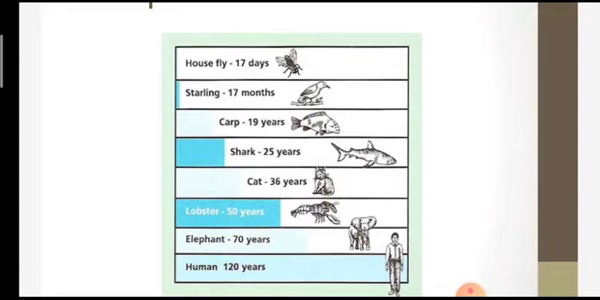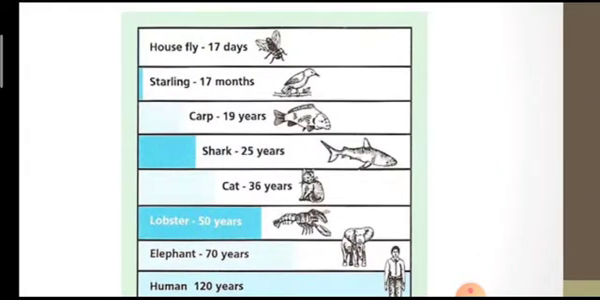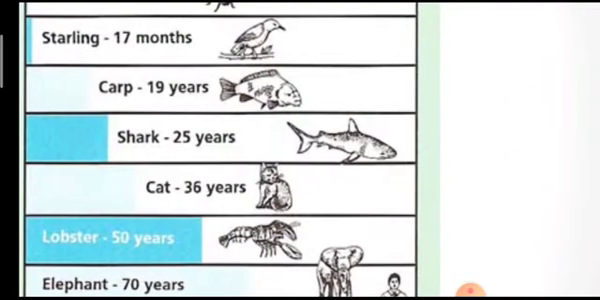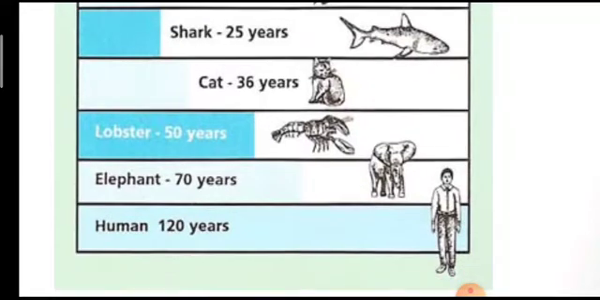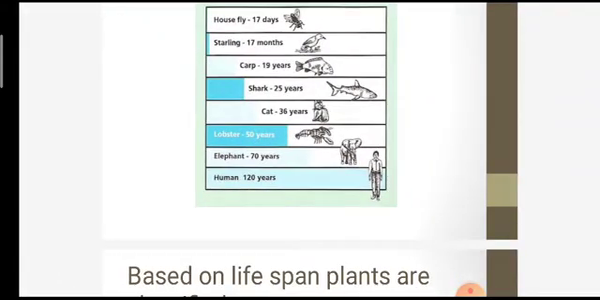Fishes are given. Fish live to about 19 years, or the shark lives to about 25 years. The cat lives to about 36 years. The lobster lives to about 50 years. The elephant lives to about 70 years. And human beings live to a maximum of about 120 years.